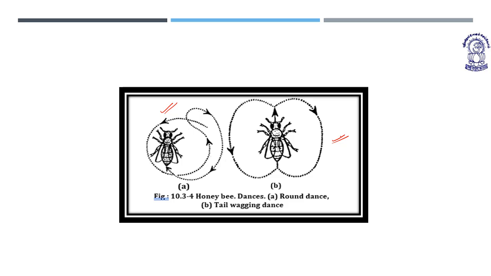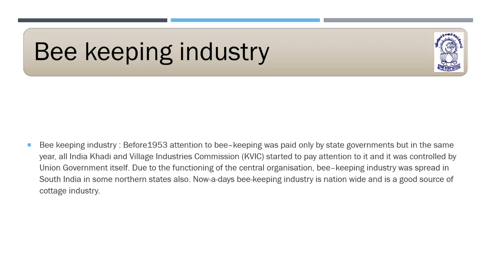The eggs of queen hatch into white legless larvae which spin delicate silken cocoons around them and turn into pupae. Each pupa develops into adult, and adult comes out by cutting the wall of cocoon first, and secondly by breaking the wax cap of the cell. In this way, they come out to form larva, pupa, and the adult. So these are the dances: tail wagging dance and round dance.